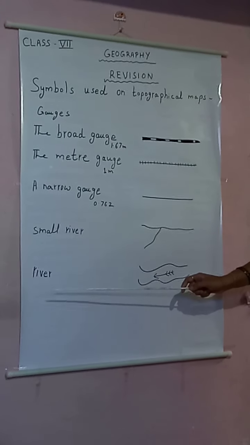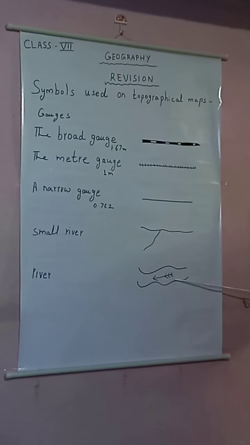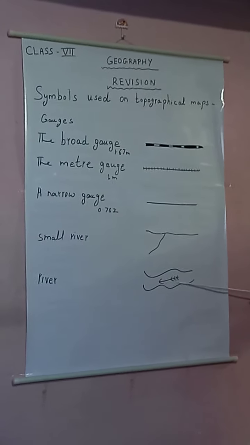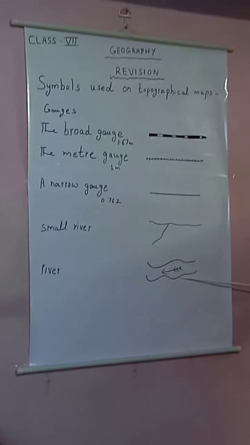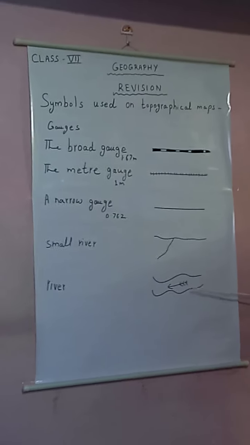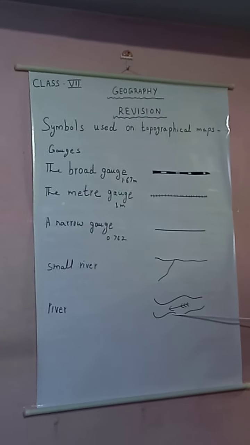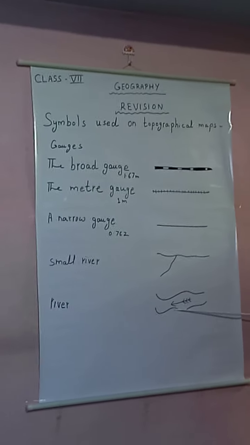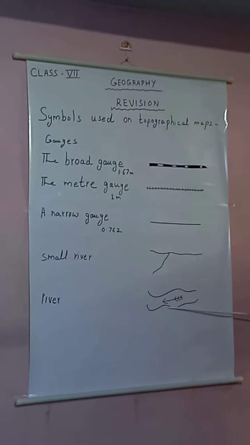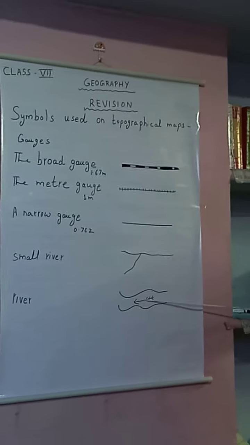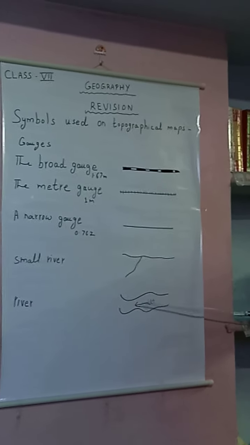And next is a river. This is a symbol of a river. The river either joins another river or flows into a lake or into the sea. You can see an arrow in the river or on the banks of the river, which indicates the direction of the flow of the river.